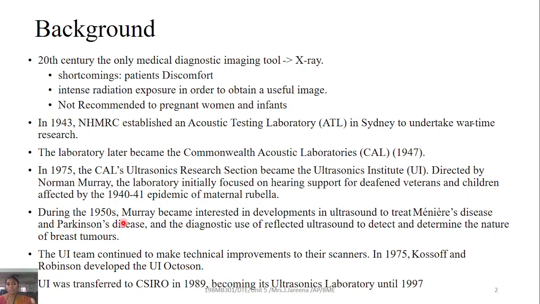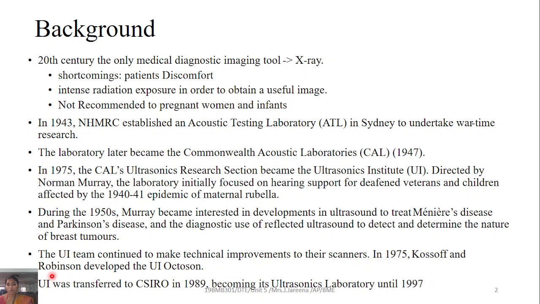Then slowly they started to develop this application for more diseases like Meniere's disease, Parkinson's disease, and so on. Later they started to diagnose breast tumors also. The Ultrasonic Institute team continued to make more improvements in their scans, and then started to work on diagnosing other organs, that is the brain, heart, and so on, right?